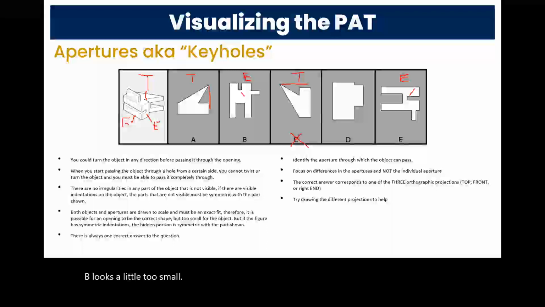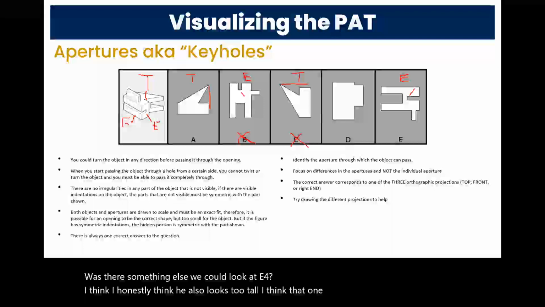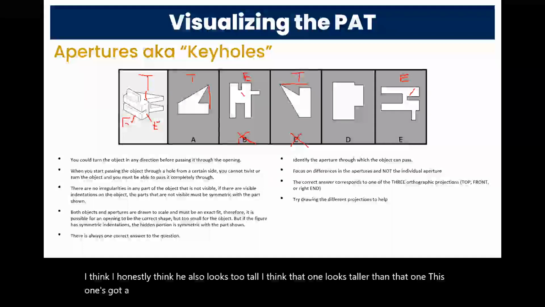Does E look correct? Or is there something else we could look at E for? Yeah, I honestly think E also looks too tall. I think that one looks taller than that one. This one's got a thicker gap in there. This one just comes right up in there. So I would get rid of E for this one as well.